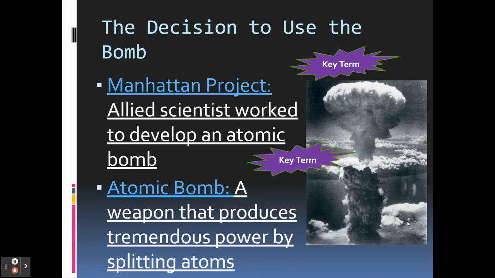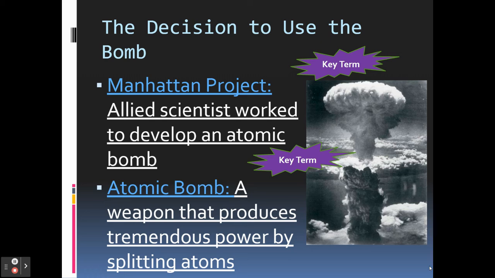Now, next page of notes, the decision to use the bomb. This is all about what happened in Japan. The Germans had to surrender when the Soviets came into Berlin. The Japanese did not want to do that yet. They were not ready. So here's what convinces them.